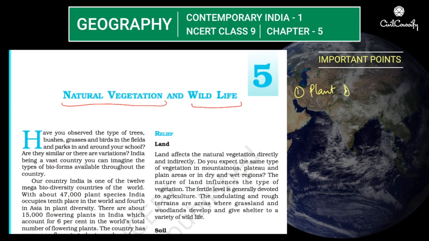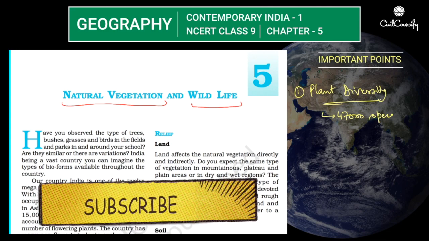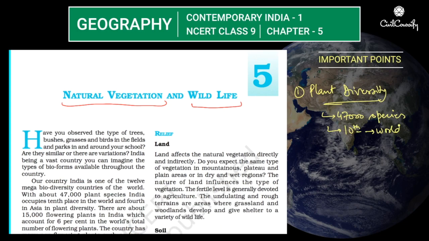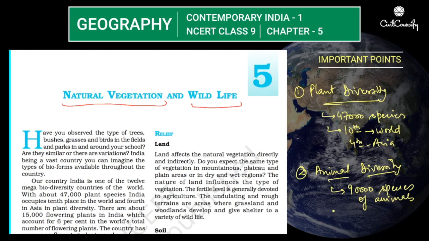When we talk about the plant diversity, India has roughly 47,000 plant species. And because of that, it is 10th in the world in terms of plant diversity and 4th in Asia. And when we talk about the animal diversity, India has roughly 90,000 animal species, and 2,000 species of birds.